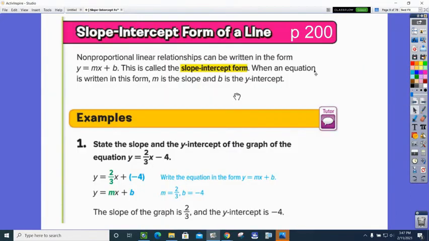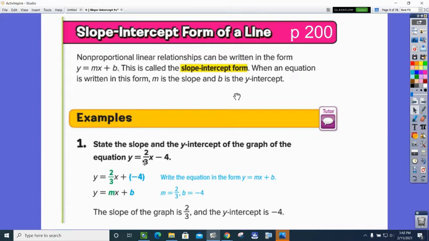In your textbook on page 200, they talk about the slope-intercept form of a line. y equals mx plus b, where m is the slope and b is the y-intercept. That is the slope-intercept form of a line.